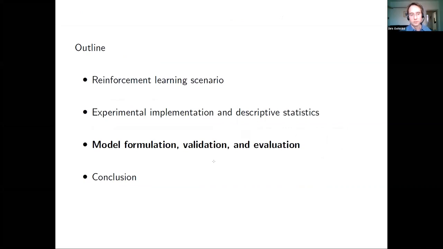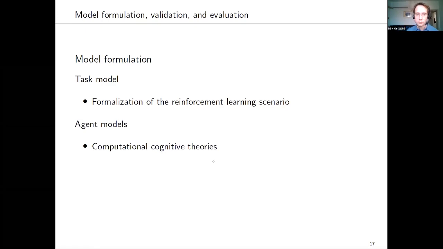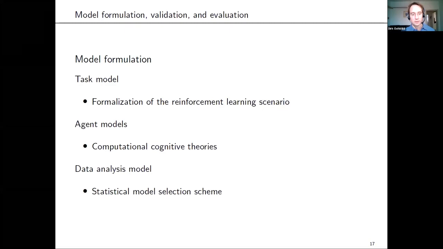And in the next part of the talk, I want to describe how we map this to our artificial agent and our model comparison scheme. So again, when we formalize models in this agent-based behavioral modeling approach, we distinguish task and environment models, which are just the formalization of the reinforcement learning scenario of the task. Then our agent models, which we view as computational cognitive theories, and then a data analysis model, which embeds this interaction between the task and the agent and allows us to arbitrate between different agent models to explain human behavior.